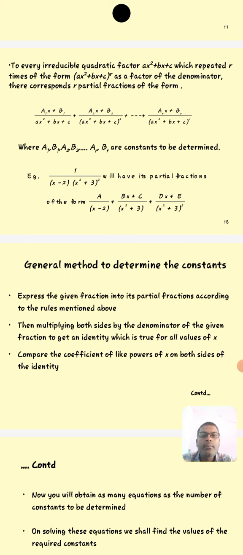So how can we write the partial fraction format? A/(x − 2) + (bx + c)/(x² + 3) + (dx + e)/(x² + 3)².